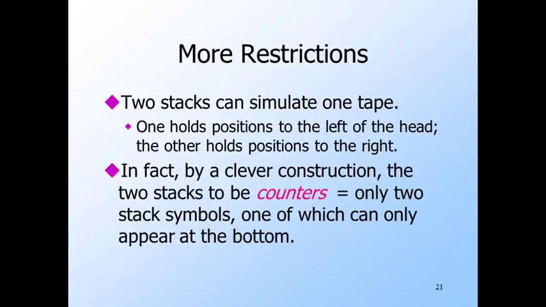Moreover, an even stronger restriction on the two-stack PDA can be made in addition to determinism. The two stacks can each be a counter, that is, a stack that has only two stack symbols. And one of these symbols, the bottom marker, can only appear as the bottom symbol. Thus the stacks each act like counters. You can add one or subtract one, but you can only tell when the count is 0. You can't tell one large count from another.